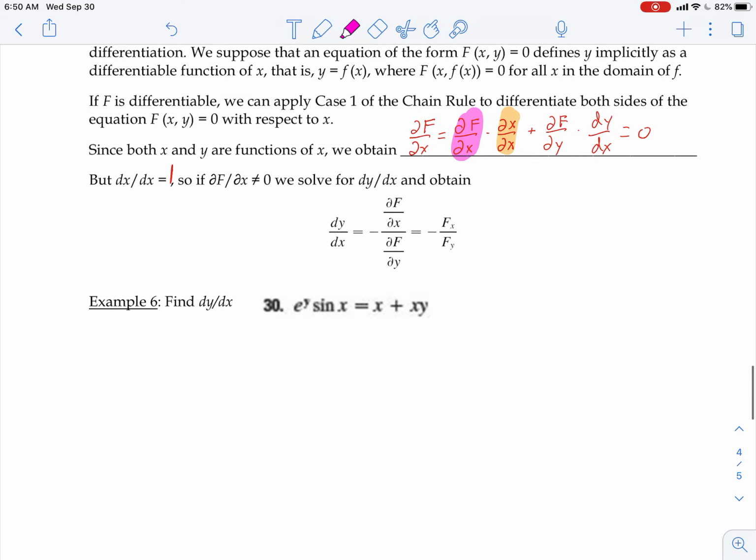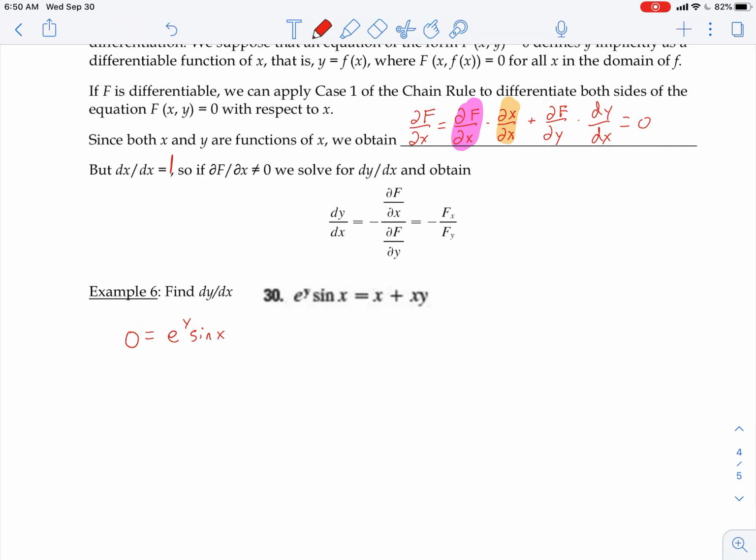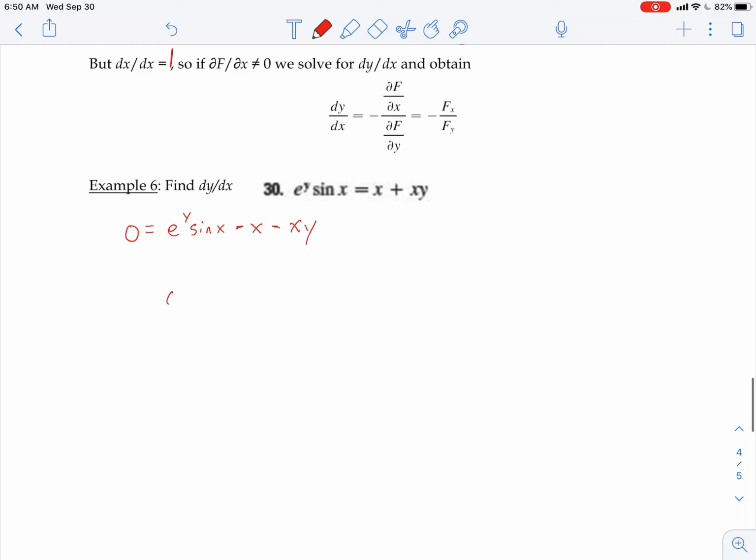That's a new way to do implicit differentiation. It could be seen as a faster way. So what we want to do is find dy over dx. In order to do this, we first set our function equal to 0, getting all of our components to one side. So we're going to say 0 is equal to e to the y sine x minus x minus xy. So now we have our function set equal to 0.